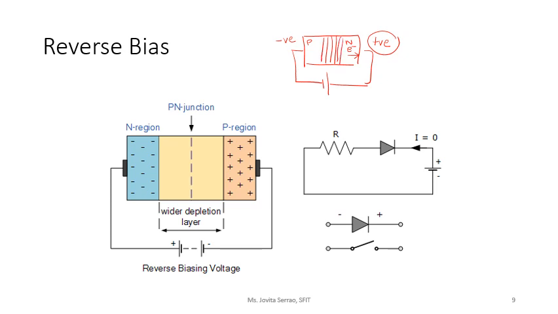It happens on both the sides. So since the width of the depletion region has increased, electrons are not going from the N side to the P side. So I am not getting any current.